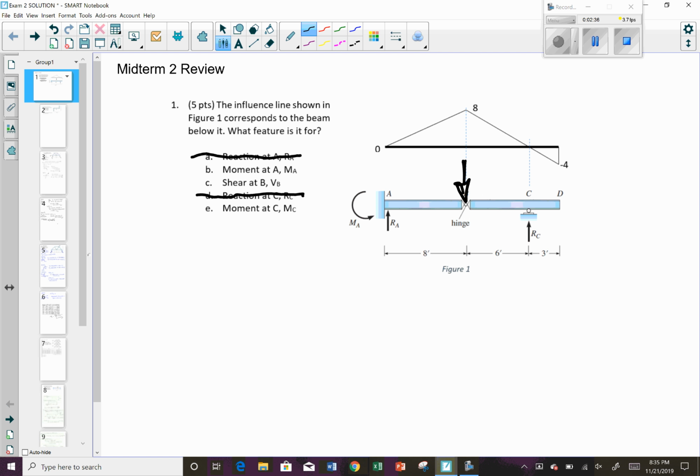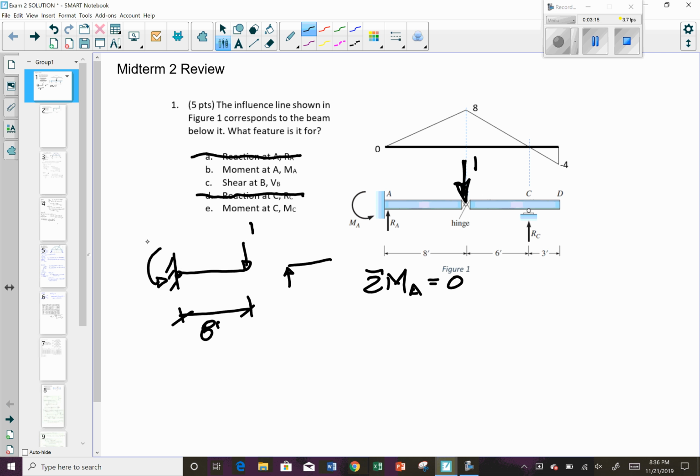So if we put our unit load at 8, what is the moment at A? If we take the sum of the moments about A equal to 0, because we have a hinge right here, we can separate this out, and this is just going to be equal and opposite. Since it's a hinge, there's no moment there. So this is 8 feet. We put our unit load here and take the sum of the moments about A. Let's just make it positive.